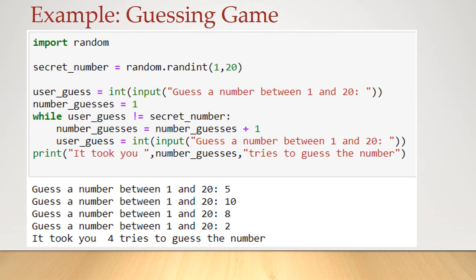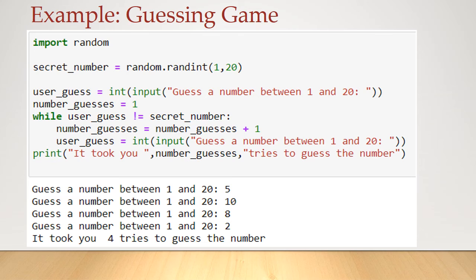Here is one solution to our guessing game problem. We begin by importing the random module. Then we leverage the randint function, which is part of this random module, to generate a random number between 1 and 20. We assign that value to the memory location secret number. Next, we ask the user to enter a value between 1 and 20, and we assign that value to user guessed. Then we count that as one guess, so we assign 1 to number guesses.